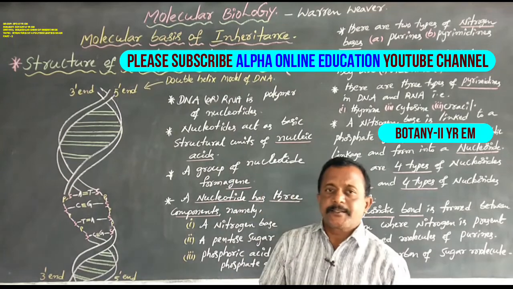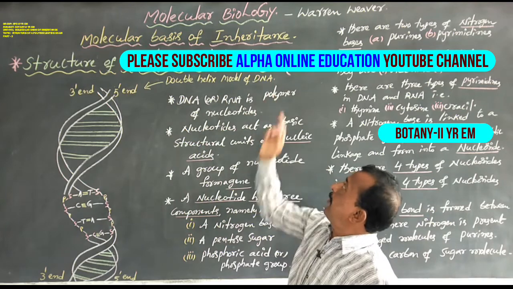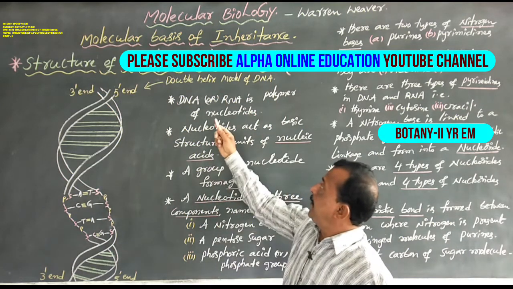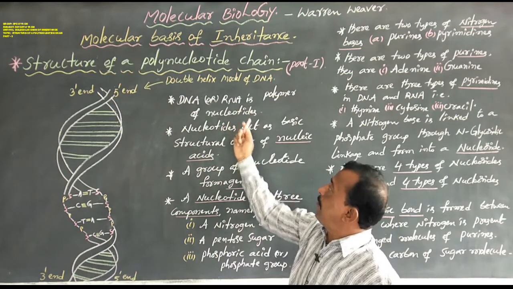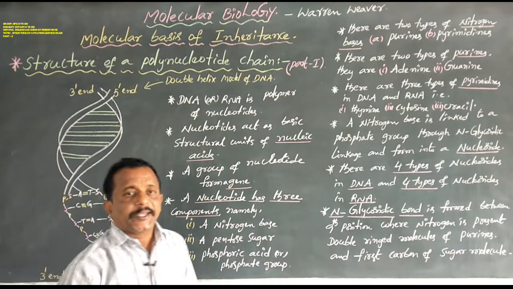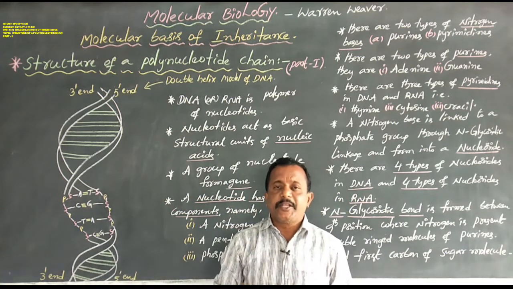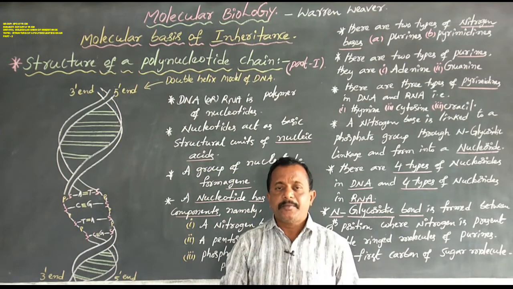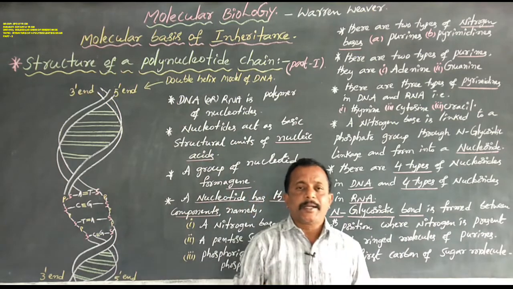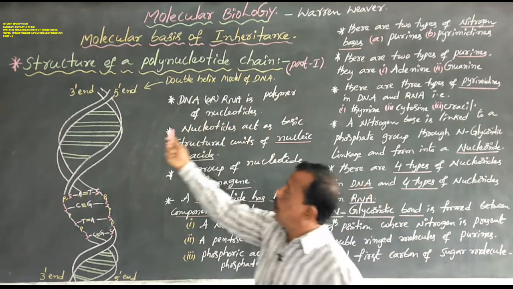Dear students, next coming to structure of a polynucleotide chain. So dear students, DNA and RNA are polymers of nucleotides. Nucleic acids are of two types, that is DNA and RNA, that is deoxyribonucleic acid and ribonucleic acid. These are polymers of nucleotides.